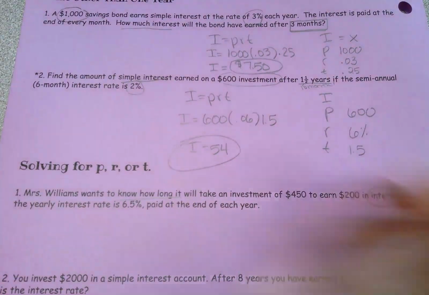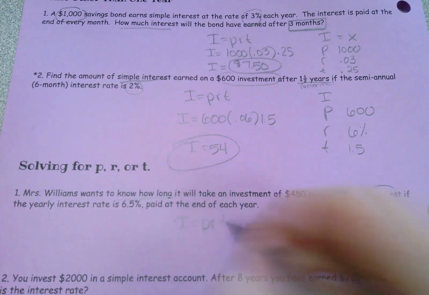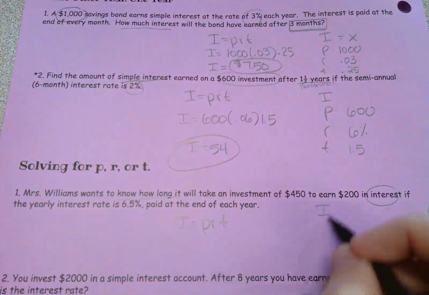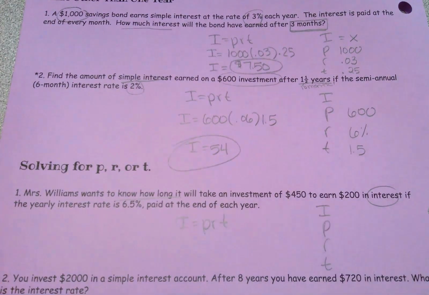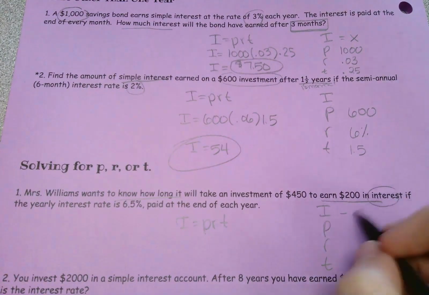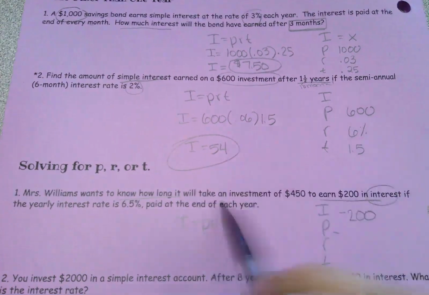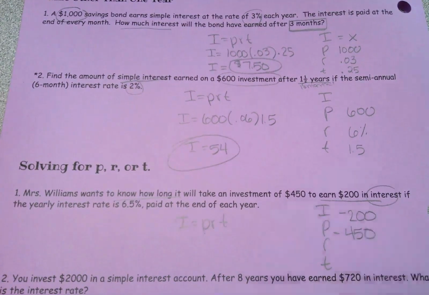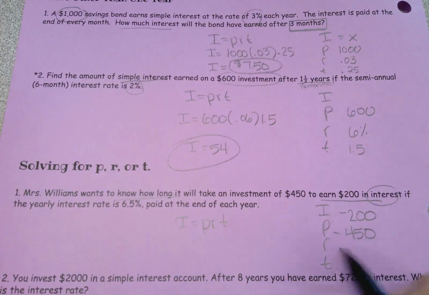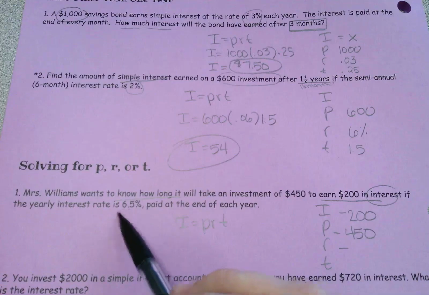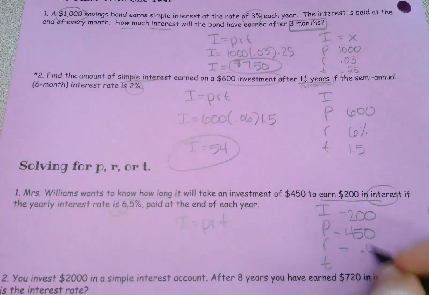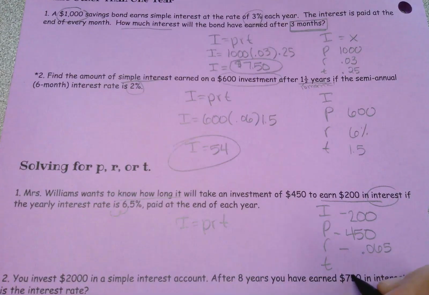It says interest, so I'm going to have to write my formula, I equals PRT. And once I have my formula, I'm going to write my I, my P, my R, and my T. So my interest, it says she wants to earn 200 in interest. So my interest is 200. My principal, it says it starts with 450. Now think about it. Your interest will always be smaller than your principal, right? Unless it's 100%, but that's never going to happen. So the rate here is 6.5. Need to move that decimal place 2 places, 0.065. And the time, we don't know how long it will take, so that is my X here.